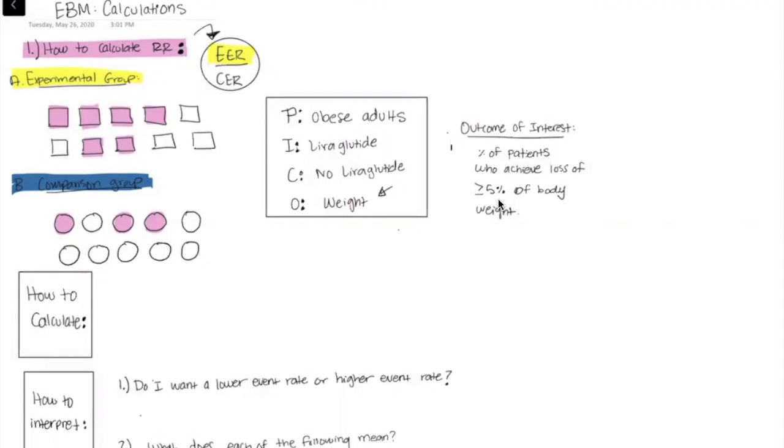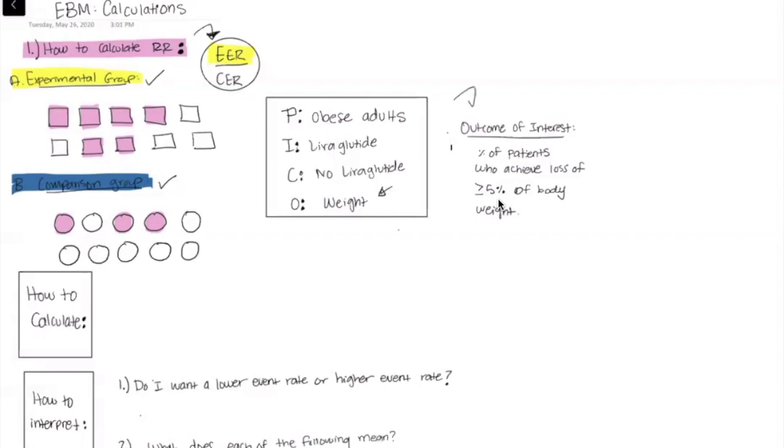So let's say you have two groups. You have an experimental group and you have a comparison group. And just for simplicity's sake, you only have 10 patients in each group. So as you can see, in group A, we have 10 patients, and in group B, we have 10 patients as well. And now let's think of a PICO question. Let's say your P was obese adults, your I was liraglutide, which is a GLP-1 agonist, your C was no liraglutide, and your O was weight.